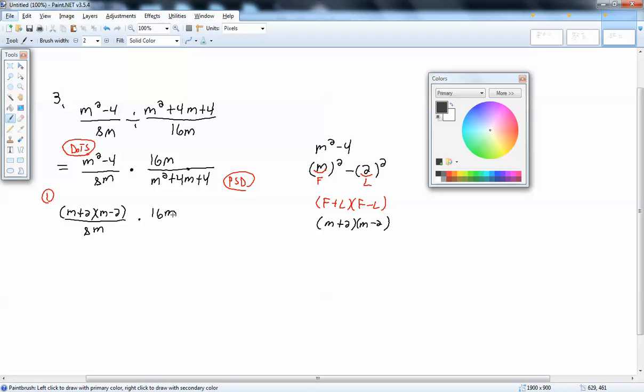Times 16m over, and we want to use a PSD on that one. So PSD would take the number at the end, the 4, ignoring the signs, and we're going to come up with our 3 columns. We're going to write down all products that give us 4. We've got 1 times 4, 2 times 2. We want to add them. 1 plus 4 is 5, 2 plus 2 is 4. Subtract them, smaller from larger. 4 minus 1 is 3, 2 minus 2 is 0. The number we're looking for is the number in the middle term, which is 4, which is right here, so we're going to use 2 and 2.